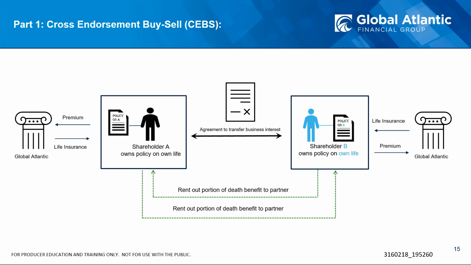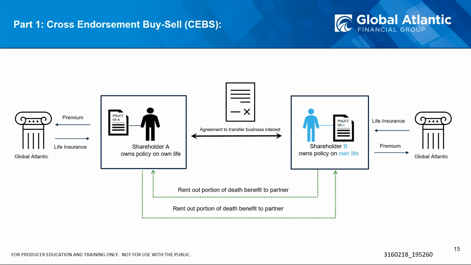And why is it better? It's better because shareholder A is going to own the policy on his or her own life, and shareholder B is going to own a policy on his or her own life. So I own my policy, and Eric owns his policy. We're paying for that under split dollar, like we have been talking about for the last 40 minutes. We're going to do a loan regime split dollar, and I'm going to own my policy under the loan regime, and Eric is going to own the policy on his life under loan regime split dollar.